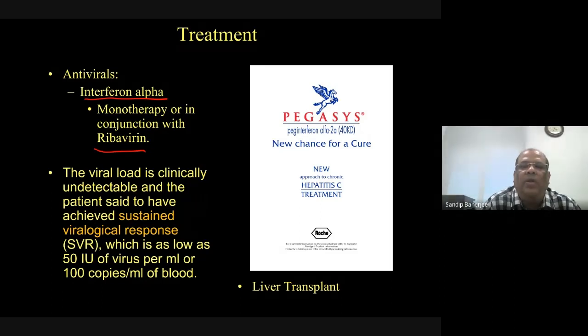And when you say you get a cure, it is when you attain what is called SVR, the sustained virological response. That means you have a blood count, the count of the virus per ml of blood, and you see how much virus is there. If it is 100 copies per ml of blood, you say that you have attained a cure.